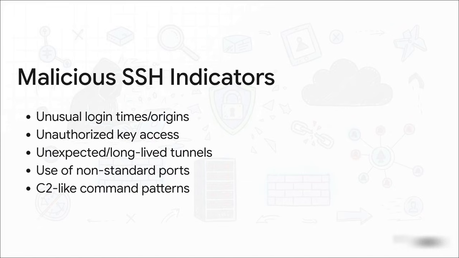Adversaries love to abuse legitimate, everyday protocols for post-exploitation. It's a classic living-off-the-land technique. And Secure Shell, or SSH, is a prime example. They use it for lateral movement, for persistence. So our monitoring has to be laser-focused on spotting the indicators of malicious use. Things like logins from weird geolocations, tunnels that stay open for way too long for any normal admin task, or command patterns that just scream C2 activity.